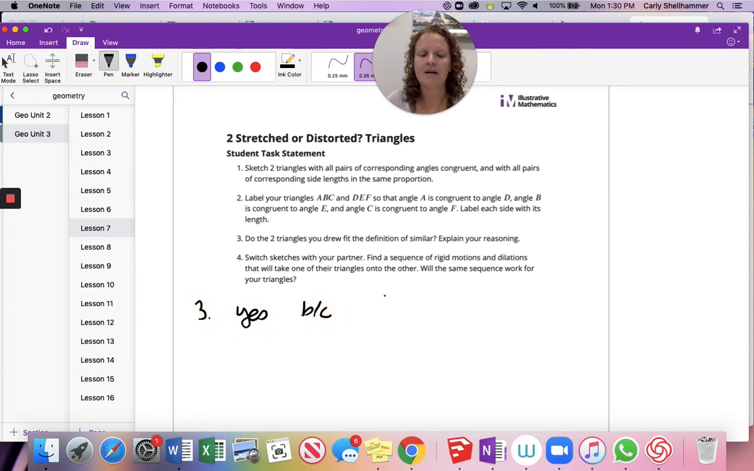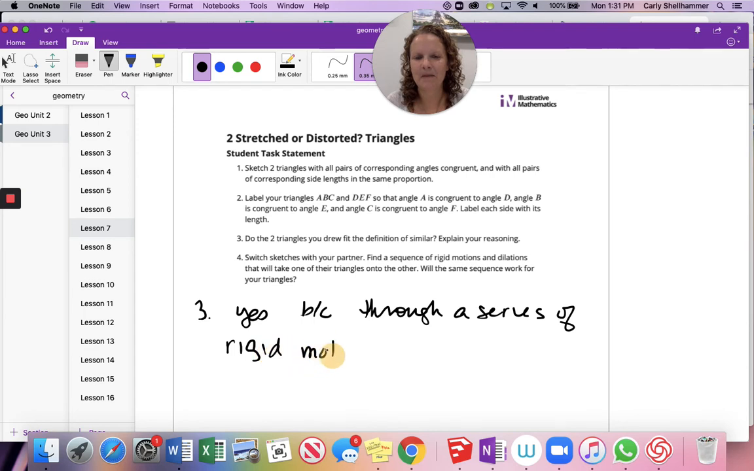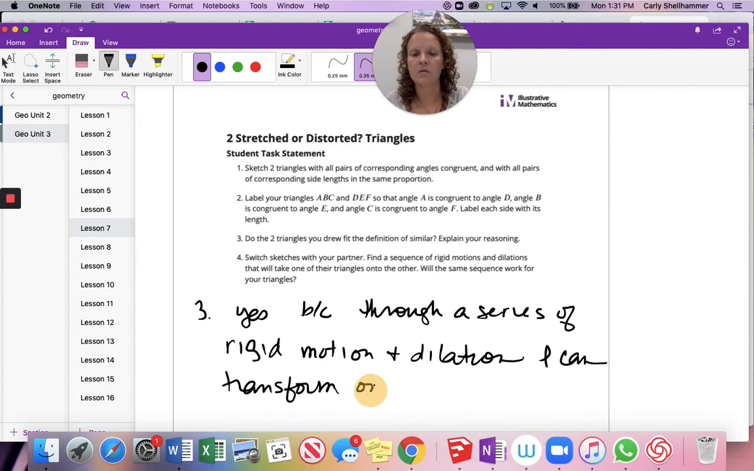Yes, because through a series of rigid motion and dilation, rigid motion and dilation, I can transform one triangle to the other. And that's what we see.